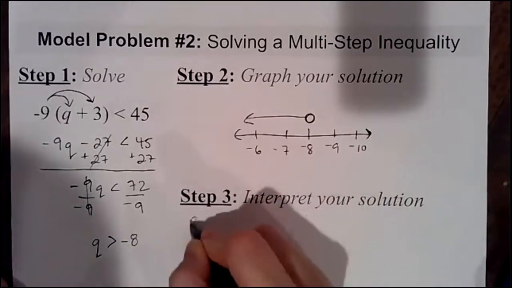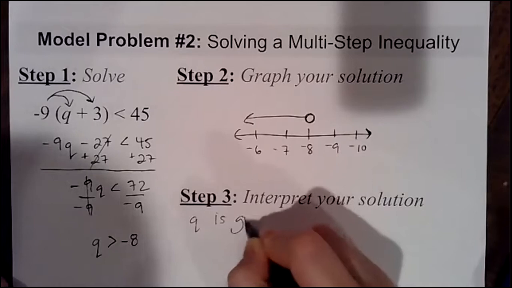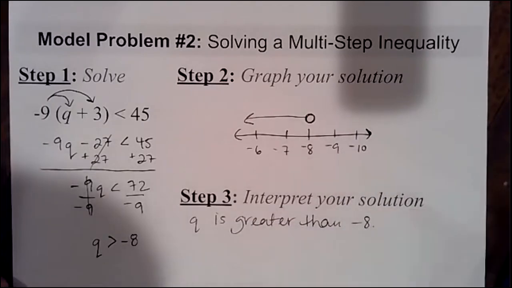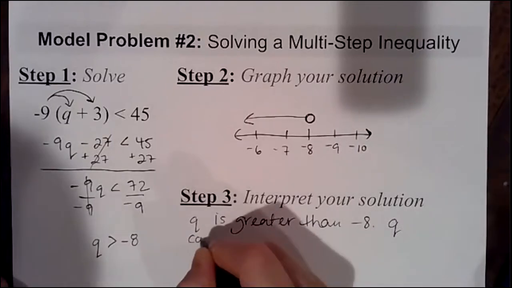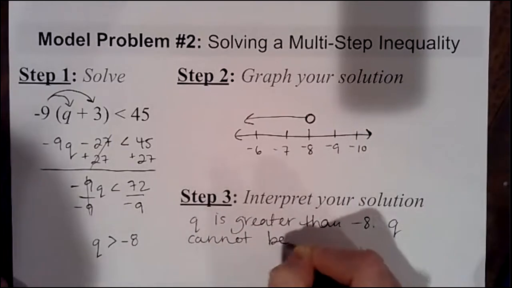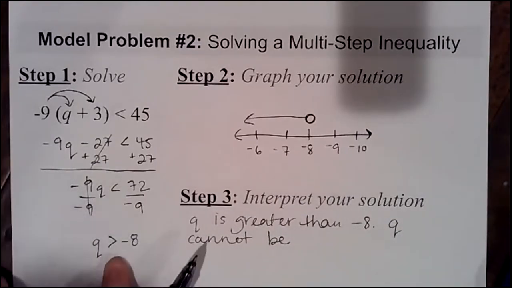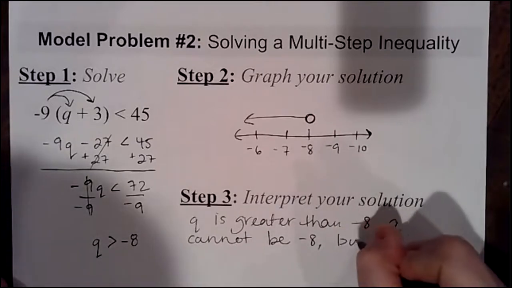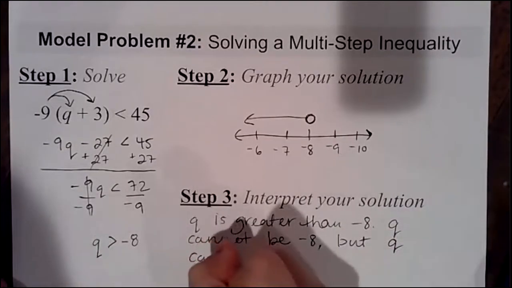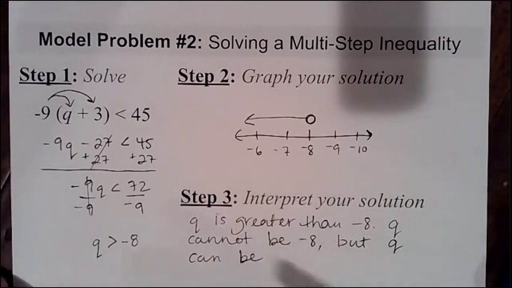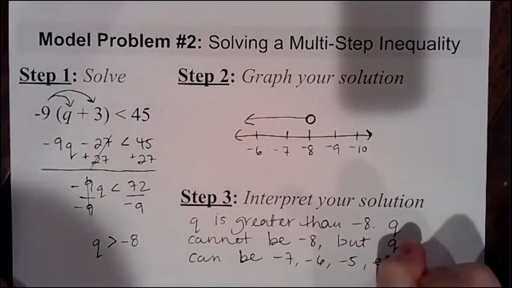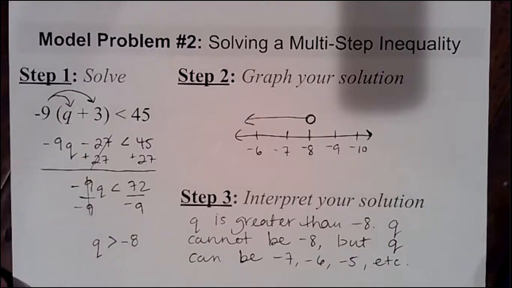Let's go ahead and write it. Q is greater than negative 8. Q cannot be, well, I don't see an equal to symbol, so that means it cannot be negative 8, right? But Q can be, what are all numbers that are greater than negative 8? Well, negative 7, negative 6, negative 5, etc. Okay, I got to keep on going.